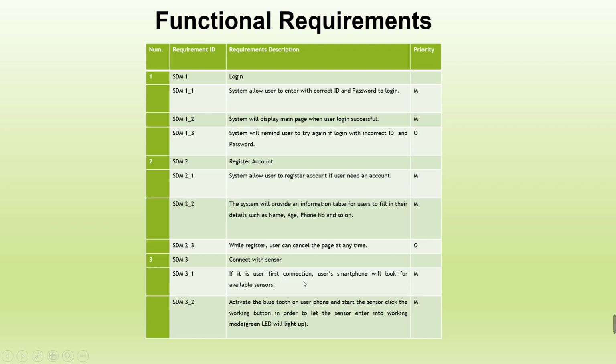For the user's first connection, the user's smartphone will look for the available sensor, which means the application should connect with the sensor first. After that, the Bluetooth on the user's phone starts the sensor, and the user clicks the working button in order to let the sensor enter into the working mode.